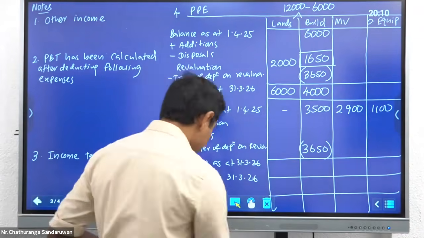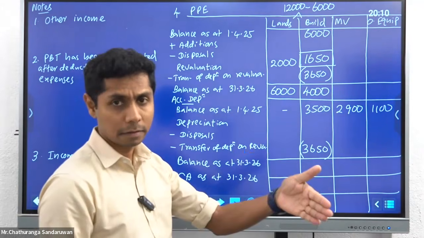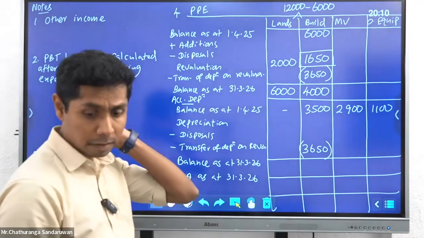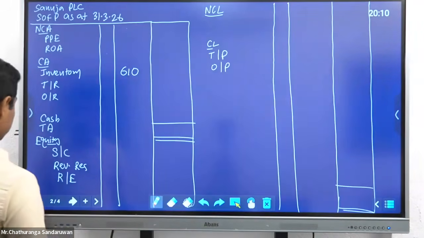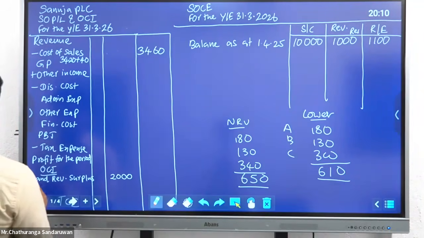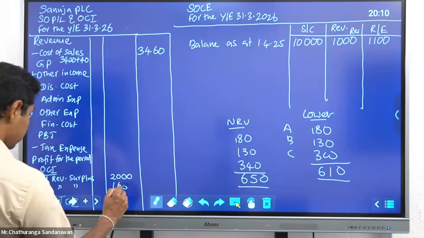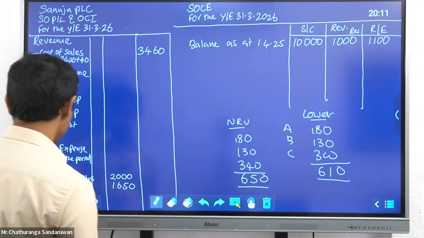Yeah. So second time also a surplus. First time also a surplus. So there is no reversal. So that 1,650 can be recognized in OCI, right? So no reversal. So write it here. Buildings revaluation surplus 1,650 under OCI.